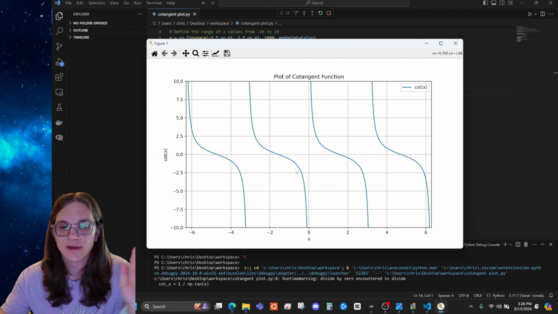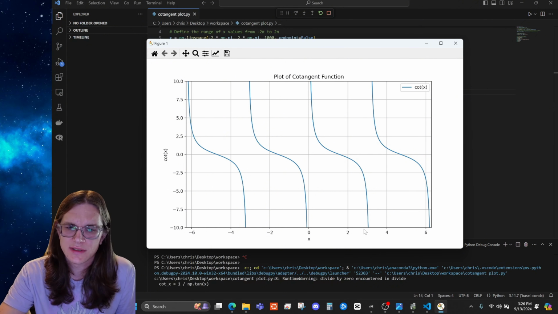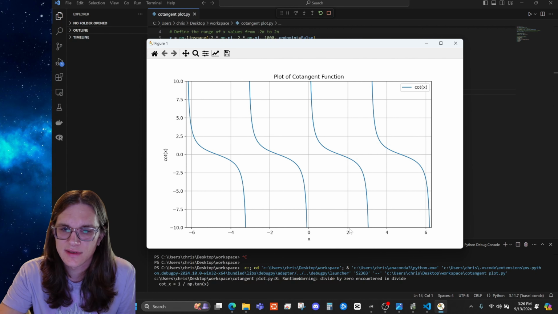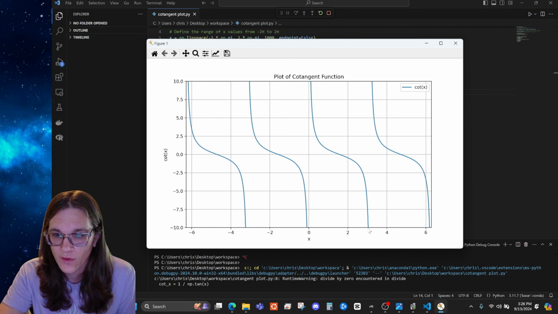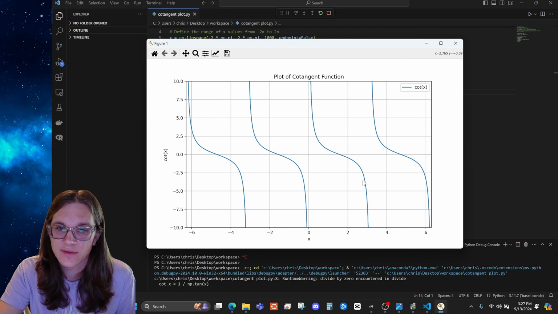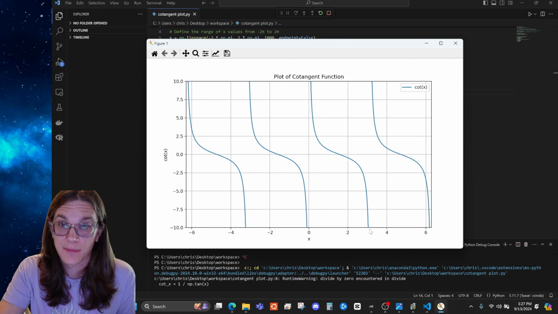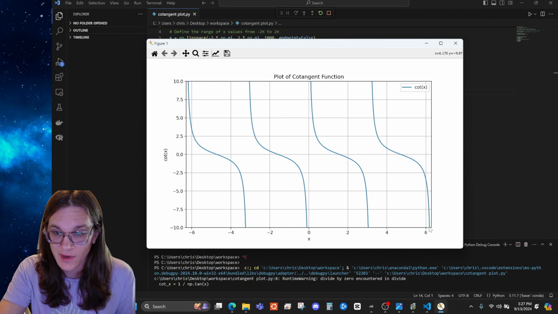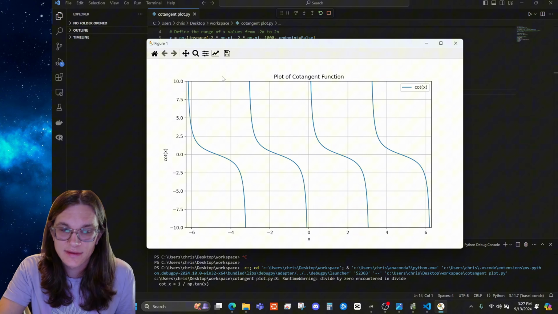This isn't a Python video, so we're not going to go into all that. But you can see where pi is because it's here at 3.14. So 3 would be halfway between 2 and 4. It's a tiny bit to the right of that, so it makes sense that it's asymptoting at pi. And then the next asymptote should be at 2 pi, which is 6.28. And there you go. There it is.